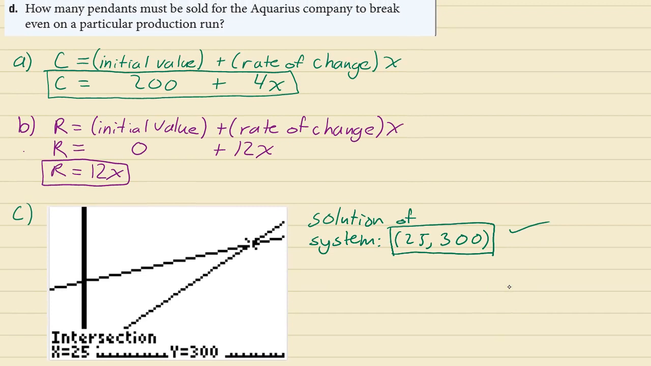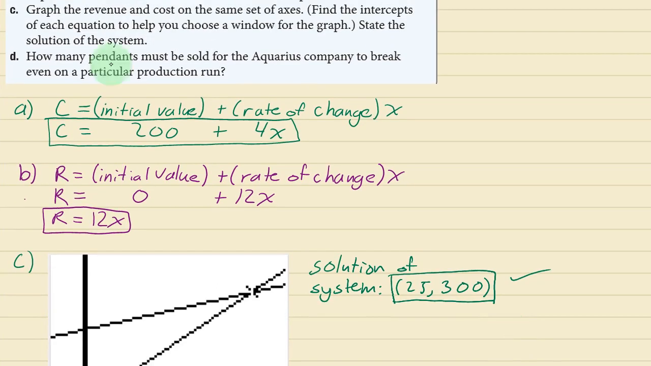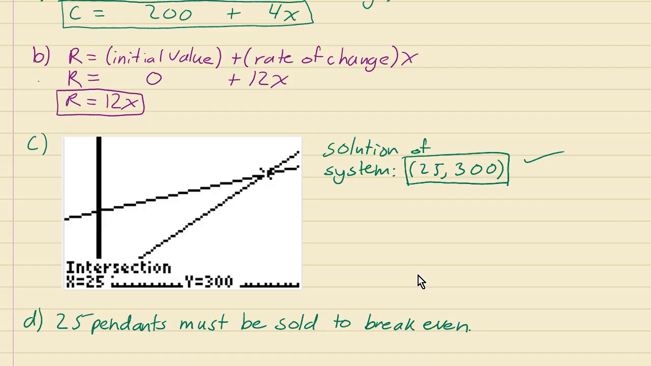Now what part D was asking is how many pendants must be sold for the Aquarius company to break even on a particular production run. So let's remember that break even means when the cost and the revenue are the same. That number that they can both be equal to is 300, and you get that when you sell 25 pendants. So yeah, you can tell it from the graph here. When x is 25, the cost is $300 and the revenue is also $300.